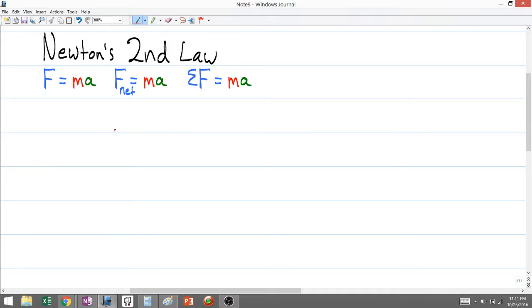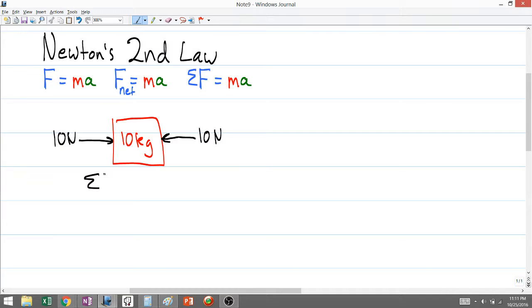So let's take, for example, a block with a mass of 10 kilograms. If you don't apply a force to that block, then nothing is there to change its speed. Nothing is there to cause acceleration. Let's say you apply a 10 Newton force to the right and a 10 Newton force to the left. Well, logically, those are going to cancel each other out.